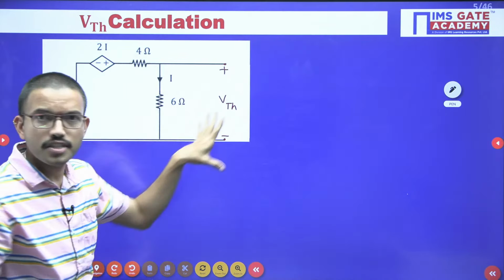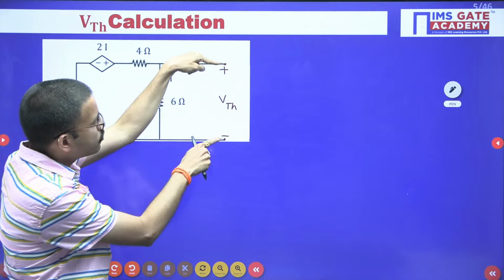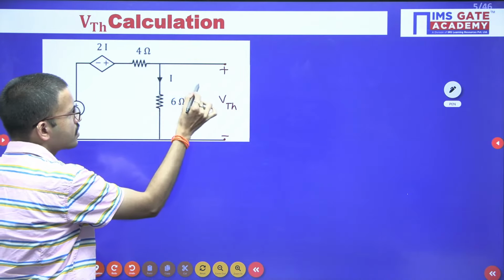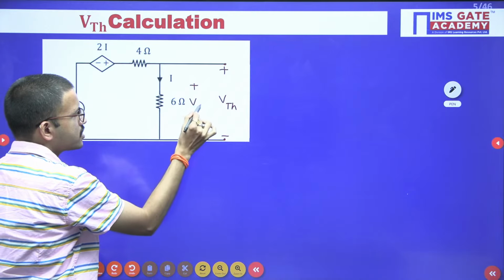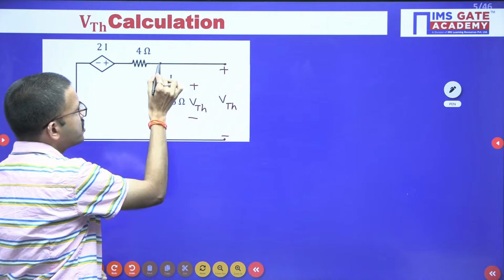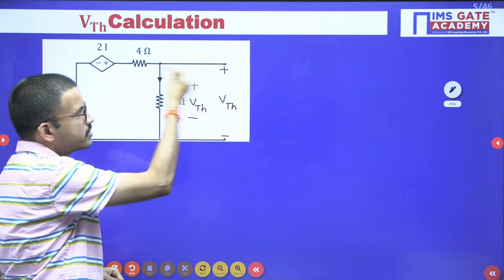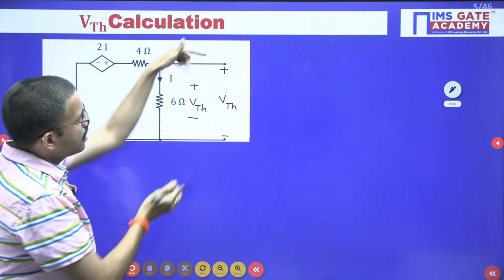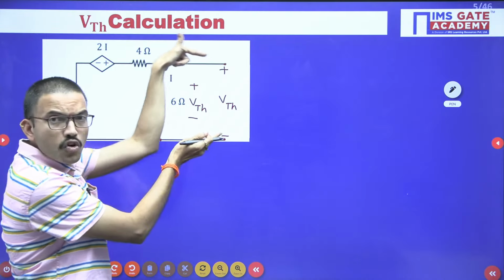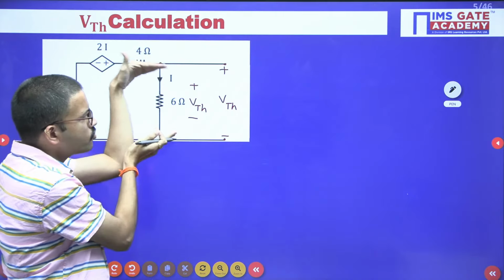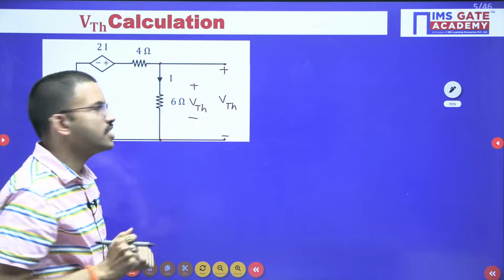Now in this particular circuit, this voltage is nothing but the voltage across this particular 6 ohm resistor. The voltage across 6 ohm resistor. Yes or no? Because this point, both are same. Okay, it is shorted, right? Same. Similarly, this point and this point both are same. So that means between these 2 points, voltage is same as across this 6 ohm resistor. Whatever the voltage you are getting, both are same.